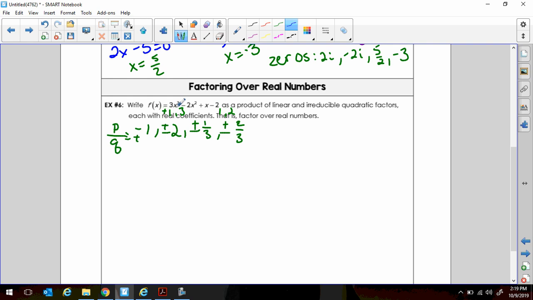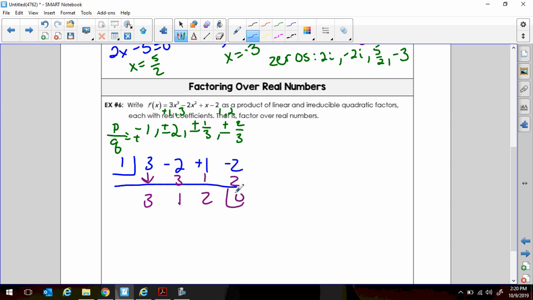I'm not going to actually try the fractions first. I'm going to try 1. Plug in 1 in here. I get 3 minus 2 is 1. Plus 1 is 2. Minus 2 is 0. Perfect. So 1 will work. Let's try it. So I put 1 in the box. Write down the coefficients in front of the x's. 3, negative 2, plus 1, negative 2. I don't have any space holders I need. Bring down the first coefficient. 3 times 1 is 3. Minus 2 is 1. Times 1 is 1. Plus 1 is 2. Times 1 is 2. And then this is 0.